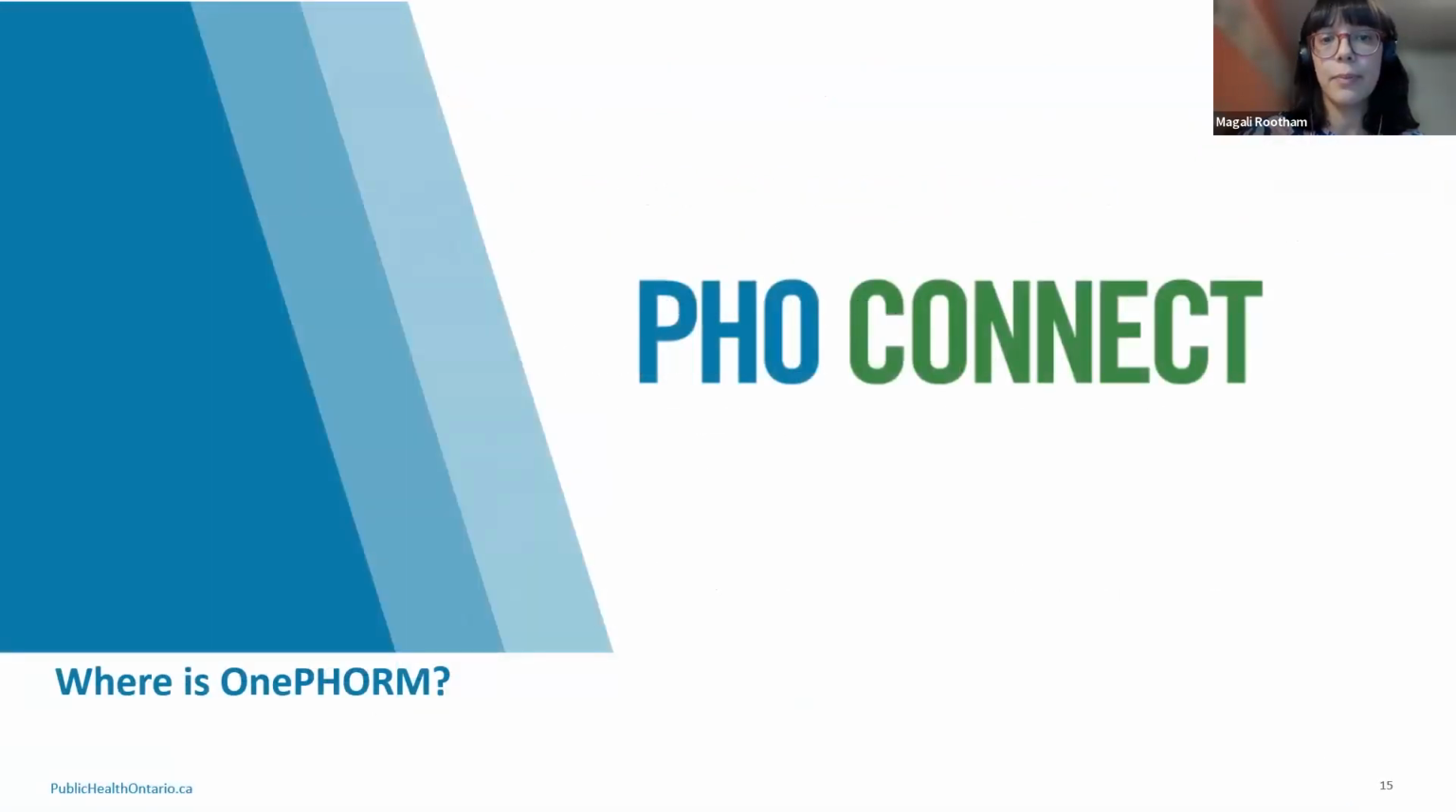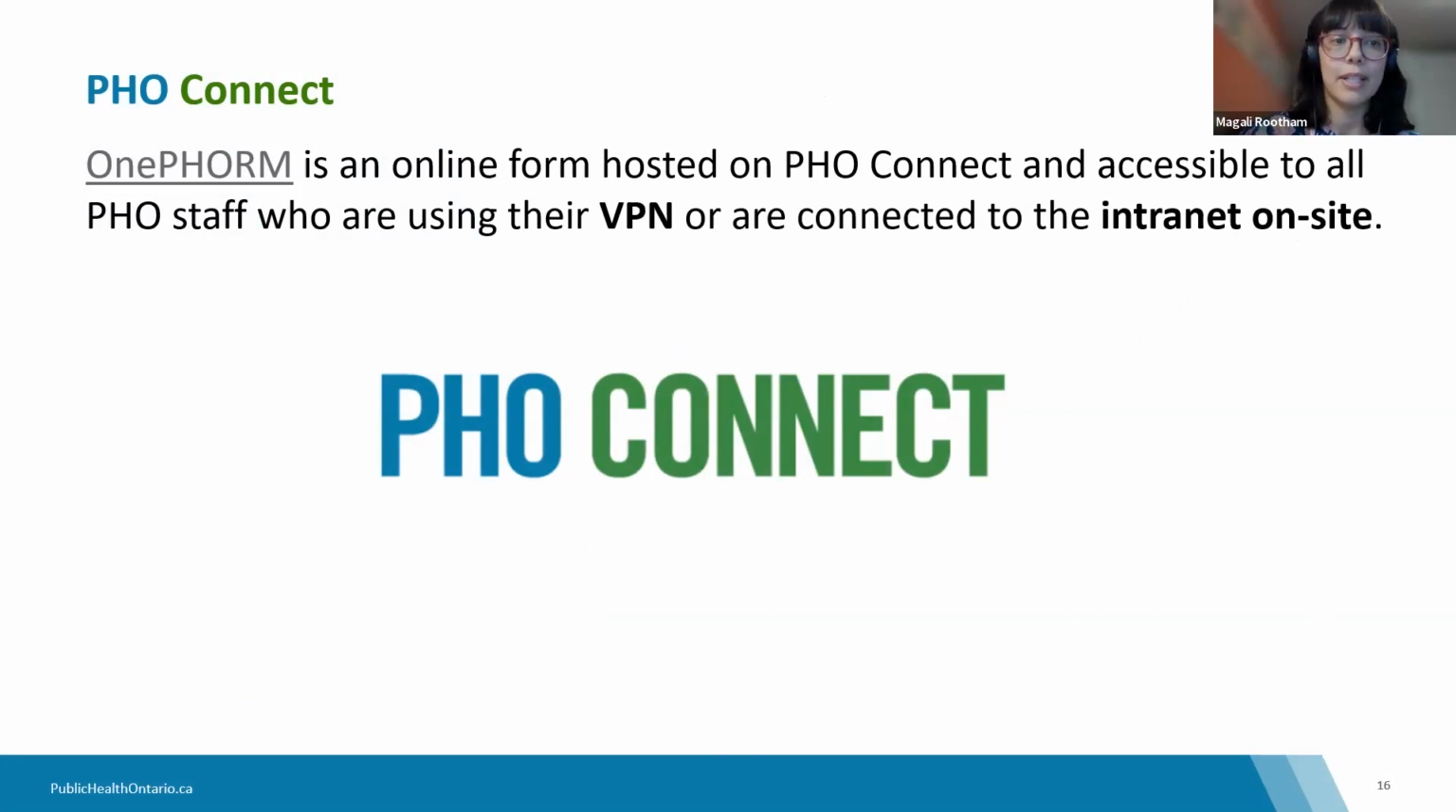So where is OnePHORM? OnePHORM is on PHO Connect. PHO Connect, as you well know, is only available if you're on VPN or if you're on site. If the VPN is slow, then unfortunately OnePHORM will be slow too. So try to come back later if you're having difficulty with it. I find that it sometimes fluctuates throughout the day, and so if it seems slow to you, just put it aside and come back later. Or you might find that working on site is better. I'm not sure.